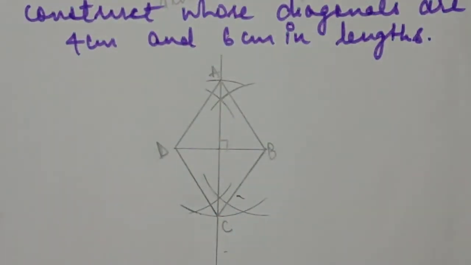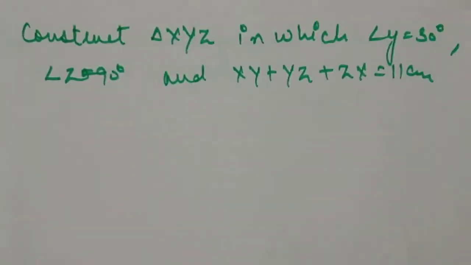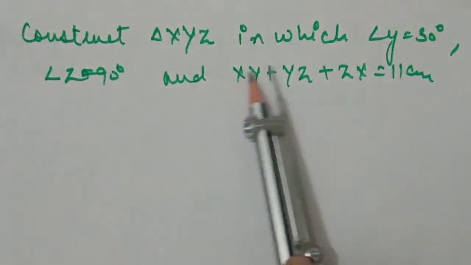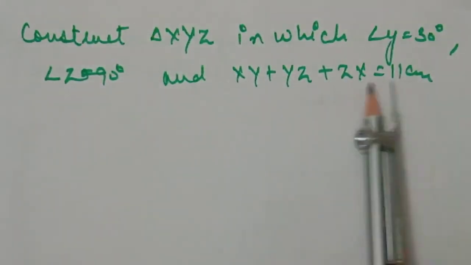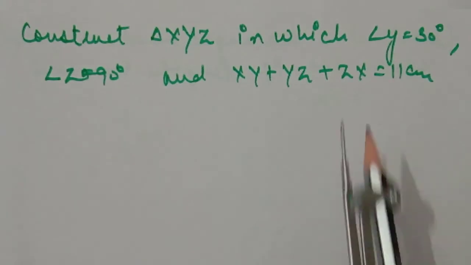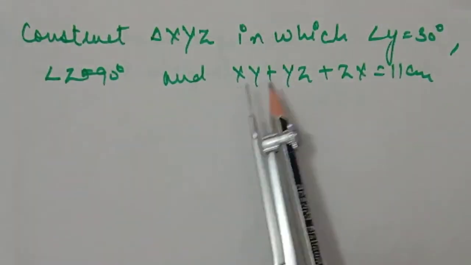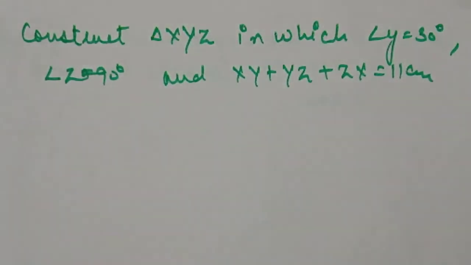So students, now the last topic from today's lecture, which is: construct a triangle when the perimeter and its base angles are given. So students, this is our question: construct a triangle XYZ in which angle Y is equal to 30 degree, angle Z is equal to 90 degree, and the sum of all three sides is 11 centimeter. It is not necessary that they will always write like this. They can write simply that the perimeter of the triangle is 11 centimeter. So now students, we have to understand one thing, that this 11 centimeter is the sum of all three sides of the triangle.